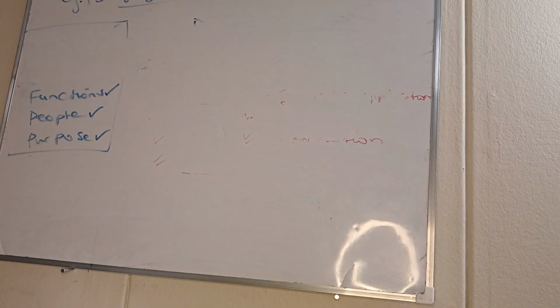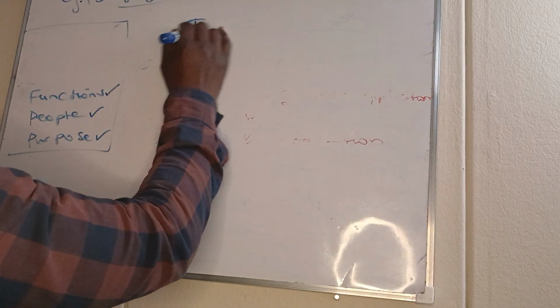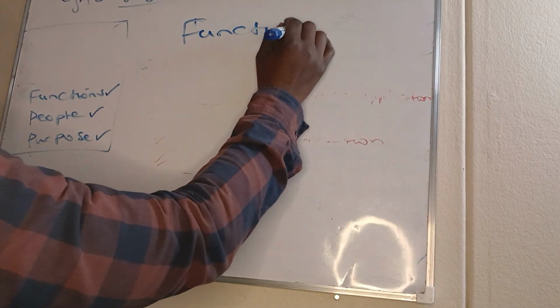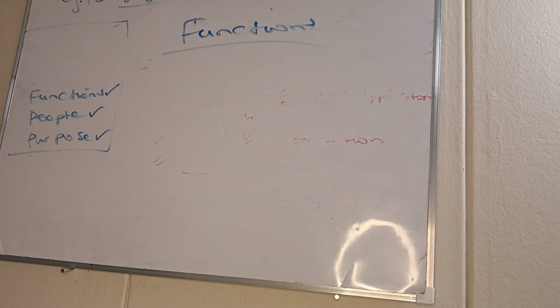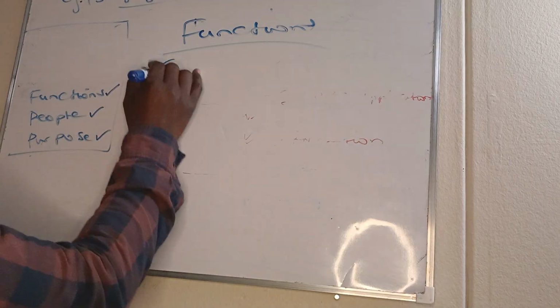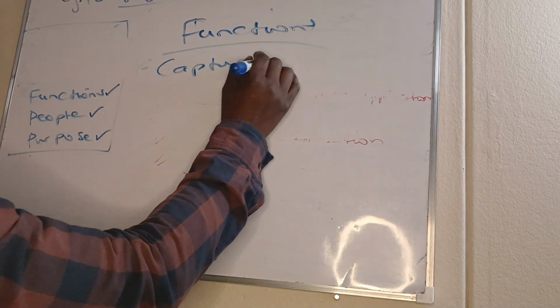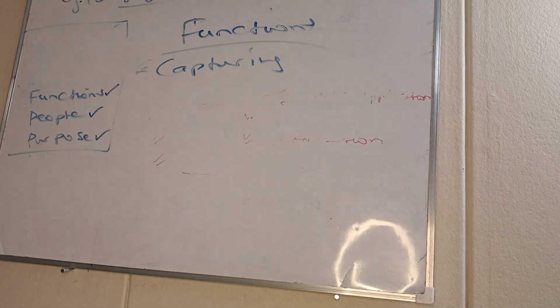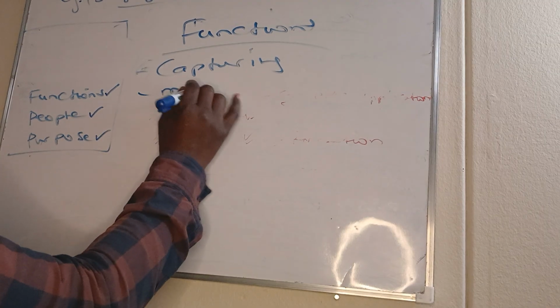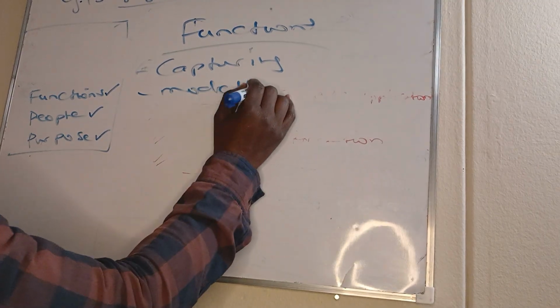The next thing that we are going to talk about is the functions. Obviously, when it comes to GIS, when you talk about the functions, what is it that we are involved with? We are mostly concerned with the capturing that takes place. Remember, we say there is capturing. There is also modeling that takes place.